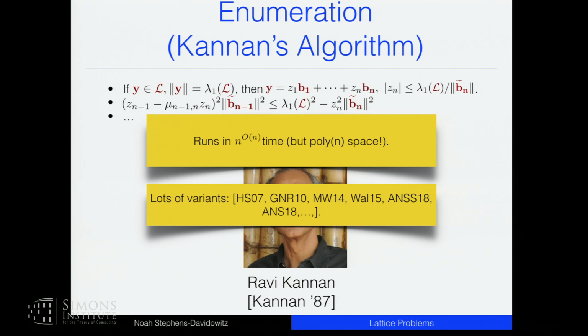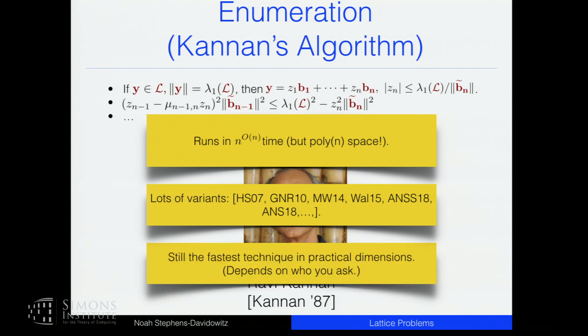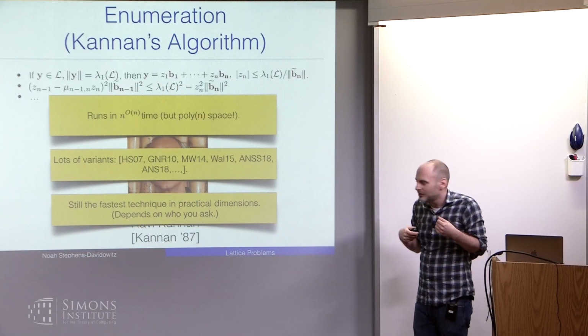There's a ton of work on improving on this, on different variants that get the runtime better, some heuristic, some exact. And depending on who you ask, I think this is still the fastest technique in practical dimensions. For example, I think all the current SVP challenges, like the highest dimensions, so now there's this paper, did it just change? It just changed. So sieve just beat enumeration like a month ago or something. But enumeration is still used quite a bit in practice, an important algorithm.